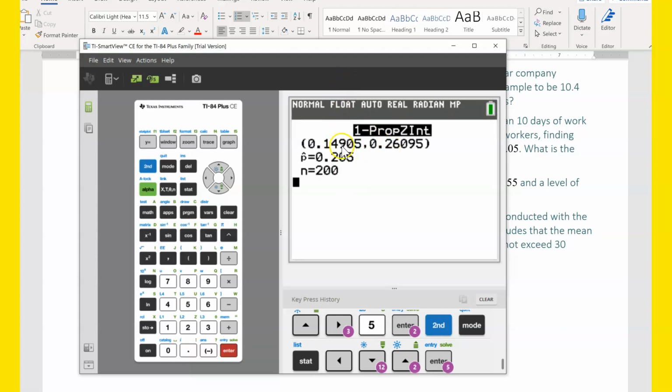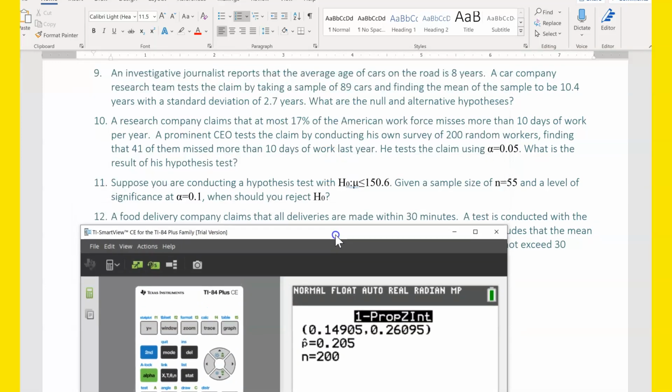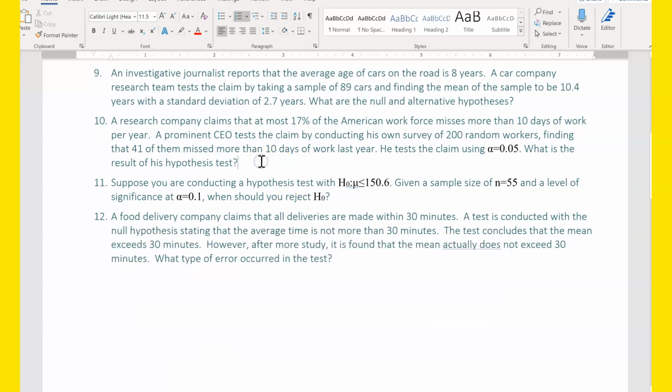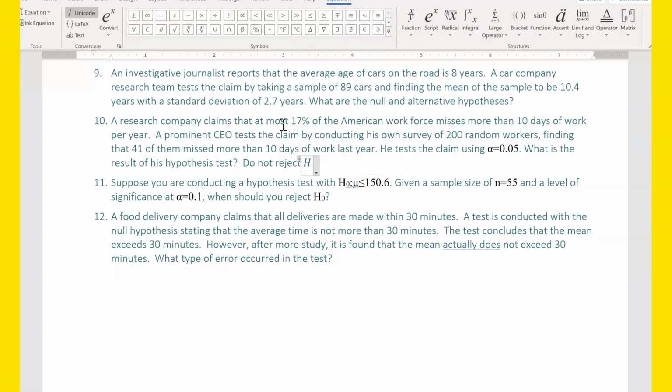So anything from about 15% to about 26% would be in that 95% confidence interval. So he said at most 17%. Since our confidence interval goes below 17%, we can't reject that claim. So I think we would want to say that we do not reject, and the null hypothesis would be this, at most 17%. Do not reject H naught.